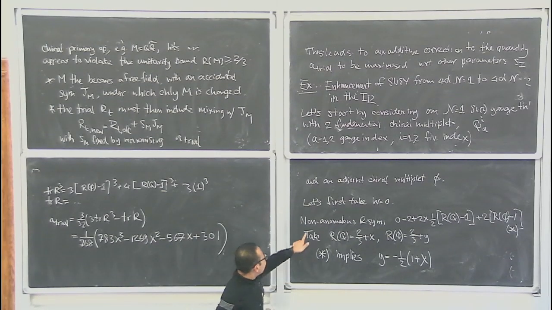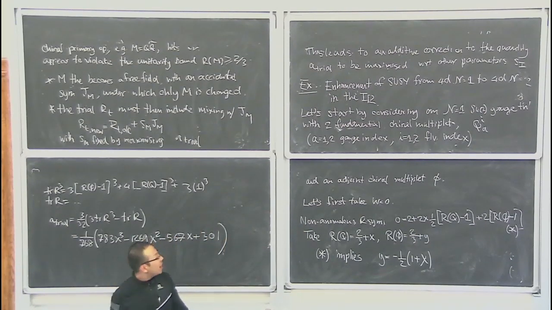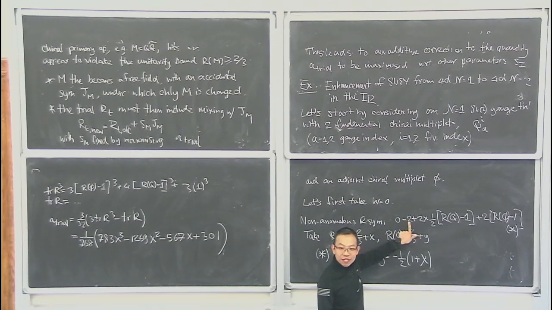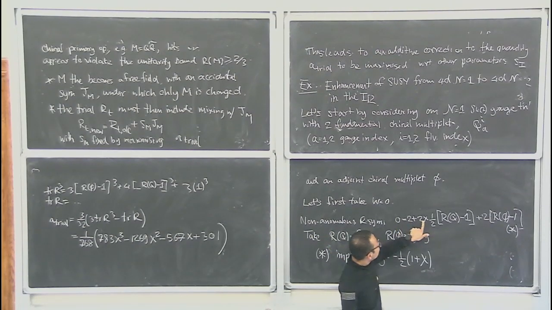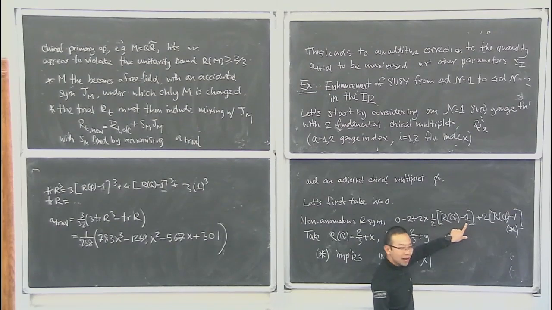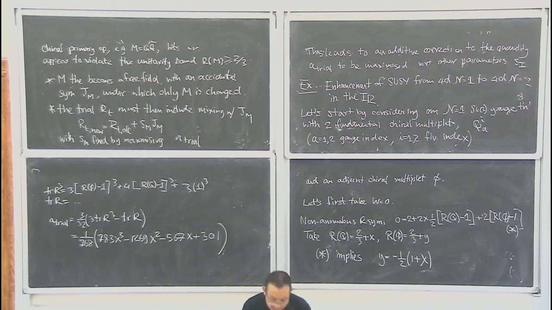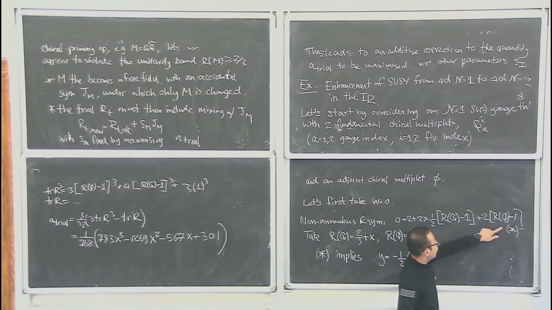So again, we proceed as before. We write down the non-anomalous symmetry condition. This is the trace of the adjoint, which is 2. You have 2 chirals, right, because this is the doublet in the fundamental representation, with R charge of Q minus 1, the charge of the Fermi partner, and you have R of phi minus 1 times T of adjoint again, because phi is in the adjoint representation.